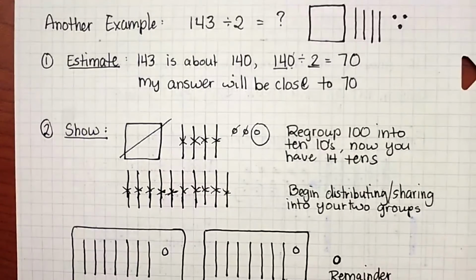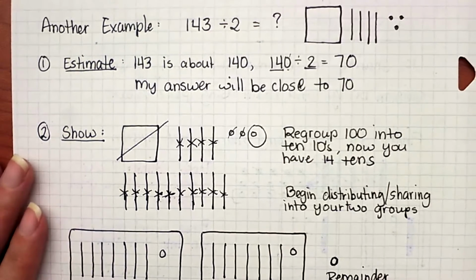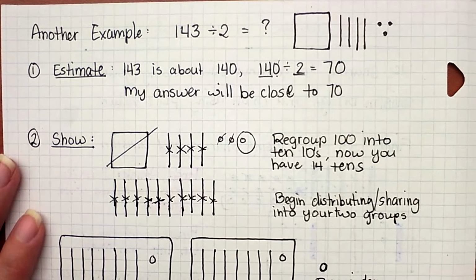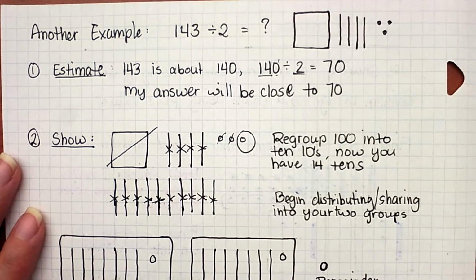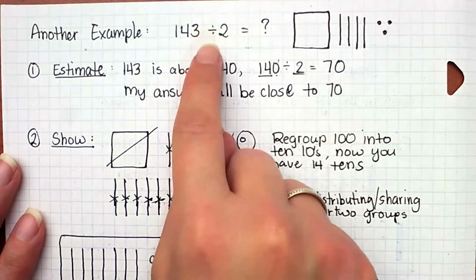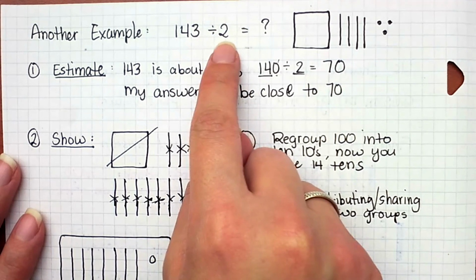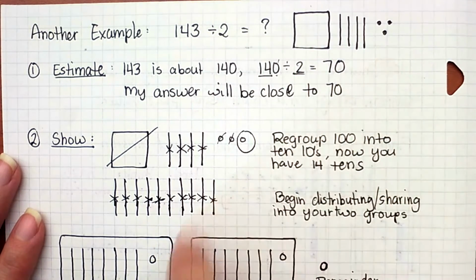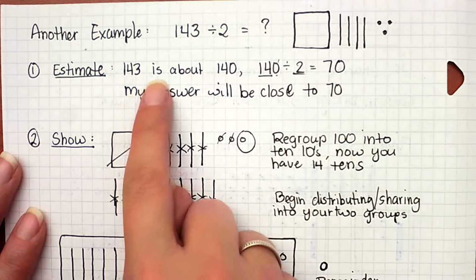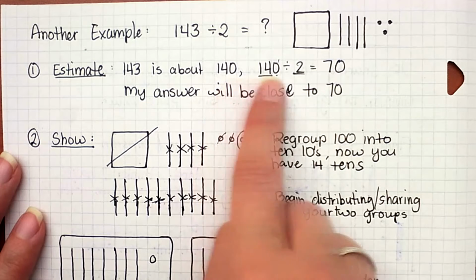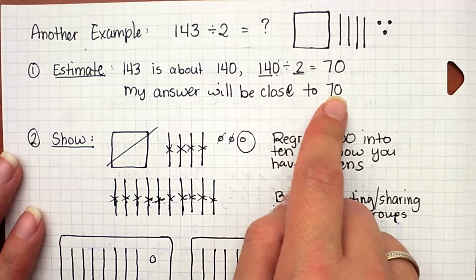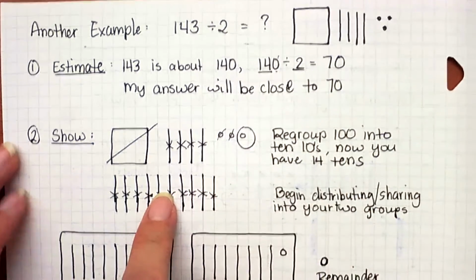Now over here, we have 143 divided by 2. Now, because you know that all even numbers can be divided by 2, and even numbers have to end with a 2, 4, 6, 8, or 0, when you look at 143, that 3 is not an even number. So we know we're going to end up with remainders in here somewhere. So here's my 143, and I need to figure out how to share it equally between 2 groups. So first I'm going to estimate. 143 is about 140, and 140 divided by 2 is 70. So I know my answer is going to be really close to 70. So I'm going to show my work.